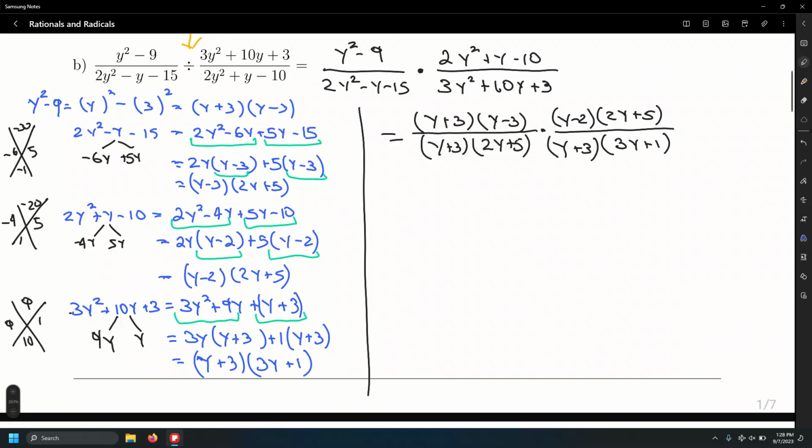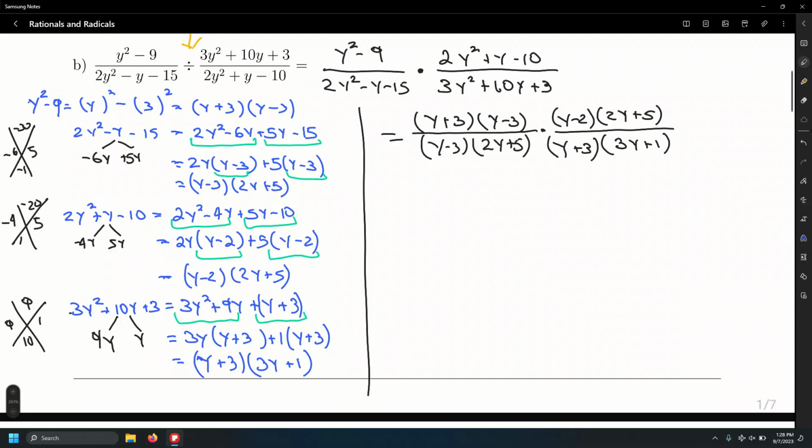Question? On the bottom of the left fraction, is it y plus 3 or y minus 3? This one right here? The left one. That should be minus 3. Yeah, that's a minus 3. That's correct. Oh, yes, it's minus 3. All right? Yeah, thank you.